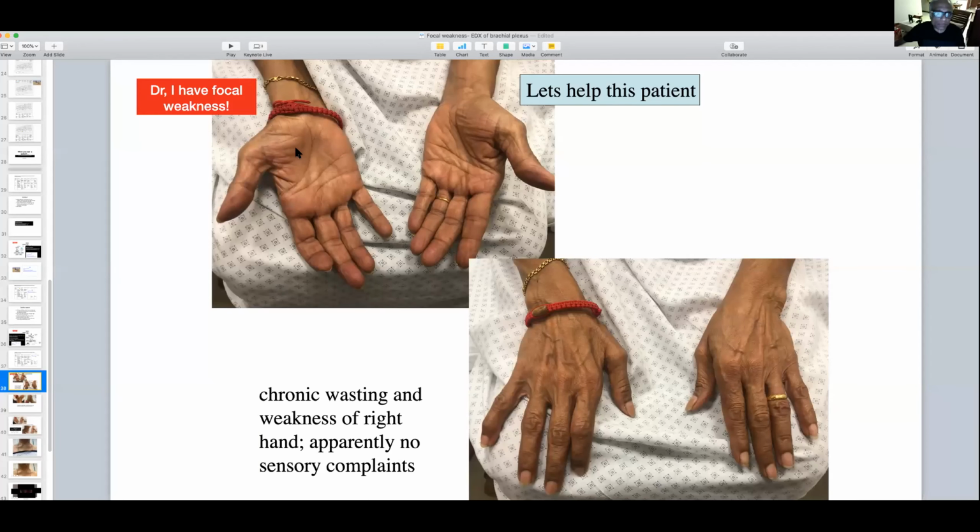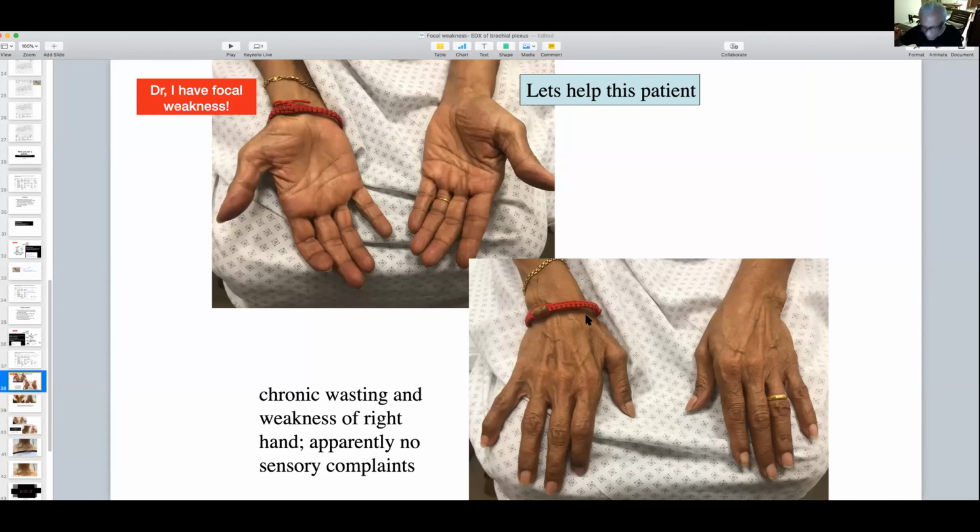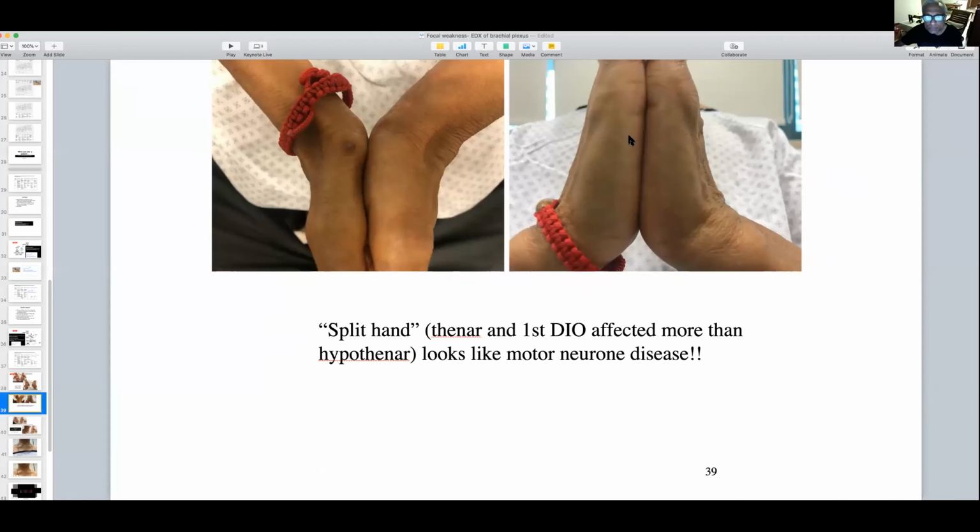So she seems to have it. As you can see in the next picture, the thenar eminence is very wasted here, together with the dorsal interosseous. So this part of the hand is very badly affected, but the hypothenar eminence is very fleshy, quite normal, correct? This made the referring physician very worried about motor neuron disease. So actually the referring diagnosis was motor neuron disease.